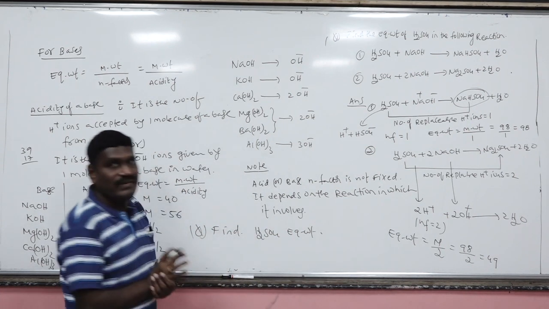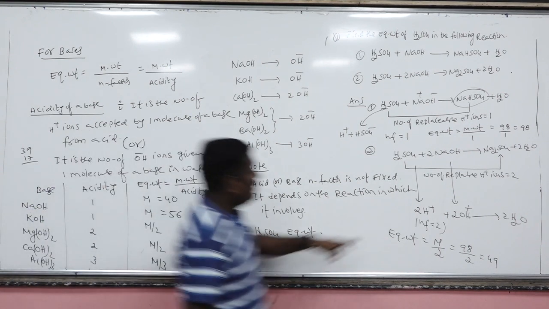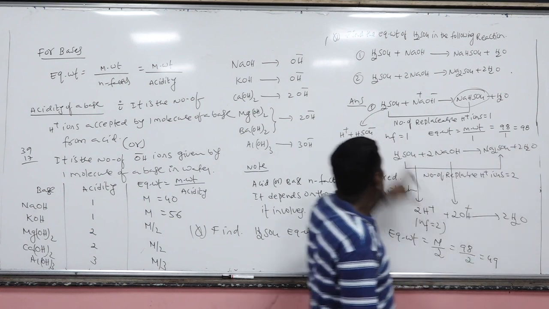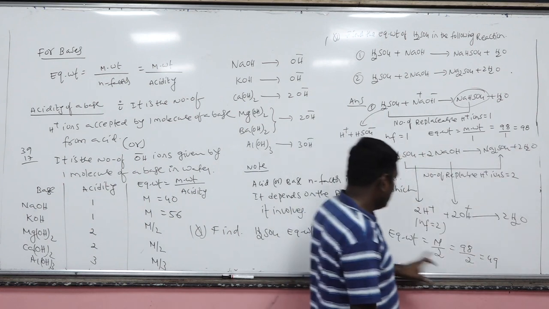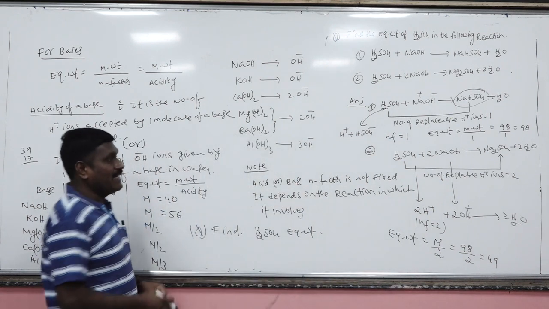If I ask you to find the sulfuric acid equivalent weight, then what will be the answer? It may be 98 when the n factor is taken as 1. If n factor is taken as 2, it may be 49. Okay? Now, sir, what is the correct answer?